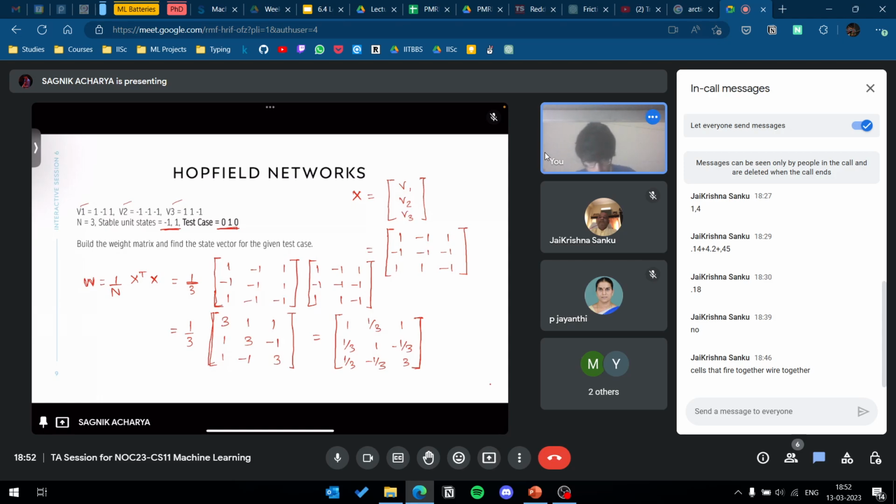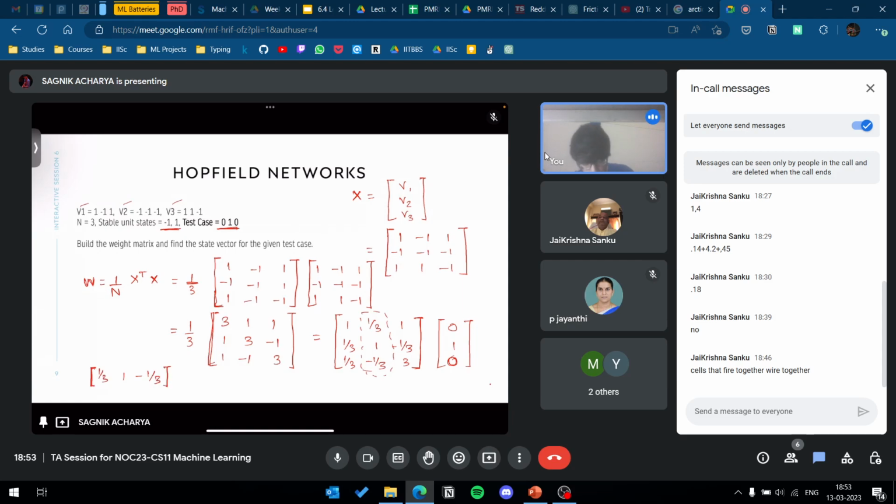The test case is 0 1 0, right? If you do this multiplication, basically this column will be selected. So after this multiplication I'll get a vector, 1 by 3, 1, -1 by 3, right?